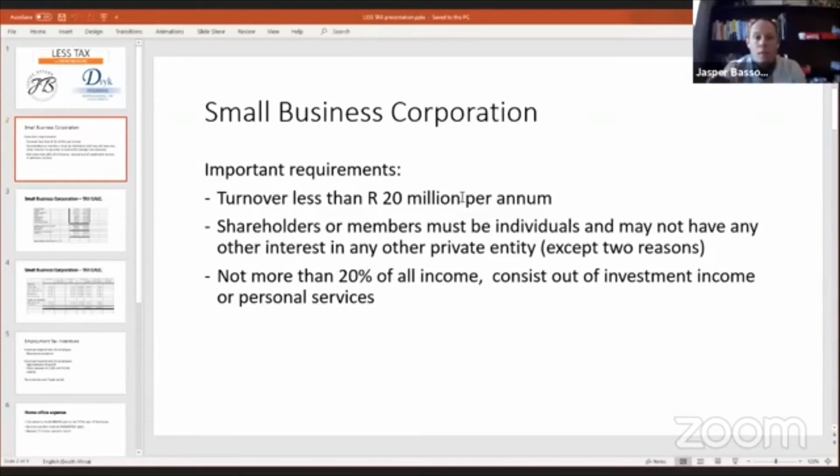Luckily, and I haven't included this on the slide, it's very important that if you are a company and more than 20% of your income comes from personal services, but you employ more than three non-connected parties, so it can't be your wife or your husband or your brother or sister or kids, or even a bit further than that, very closely related family members, then you can still be a small business corporation, even though this may be applicable for the personal services.